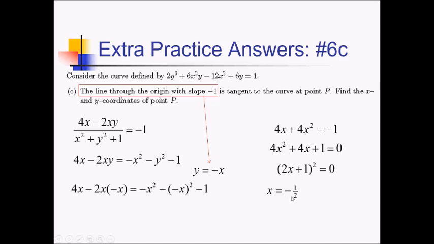If x is negative 1/2, what's the y value? Well, we can use this tangent line here because at the point of tangency, this thing is accurate. So y is going to equal negative negative 1/2, or positive 1/2. So then this is the x and y coordinate of our point.